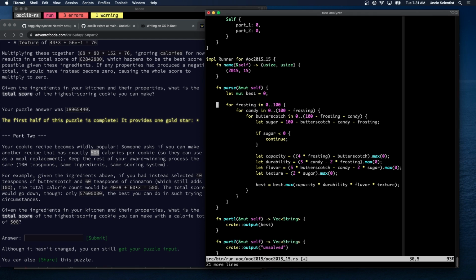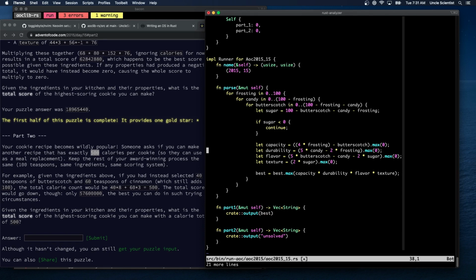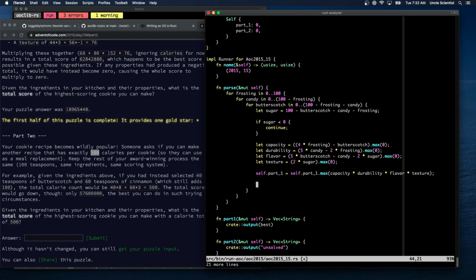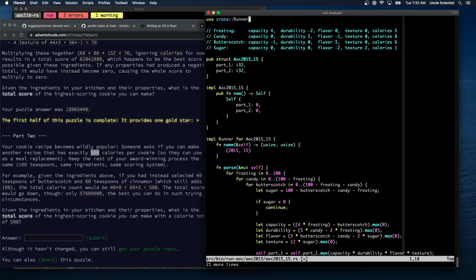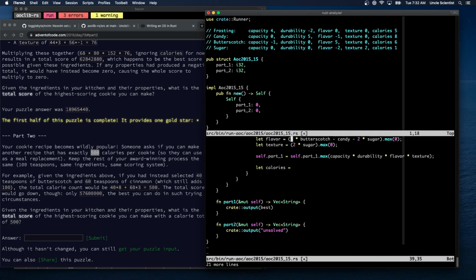So instead of saying best equals 0, we just say self part 1 and self part 1. And then we want to calculate calories. Let calories is equal to, okay, let's split that screen so I can keep them both on the screen at the same time. We have 5 times frosting plus 8 times candy plus 6 times butterscotch plus sugar.